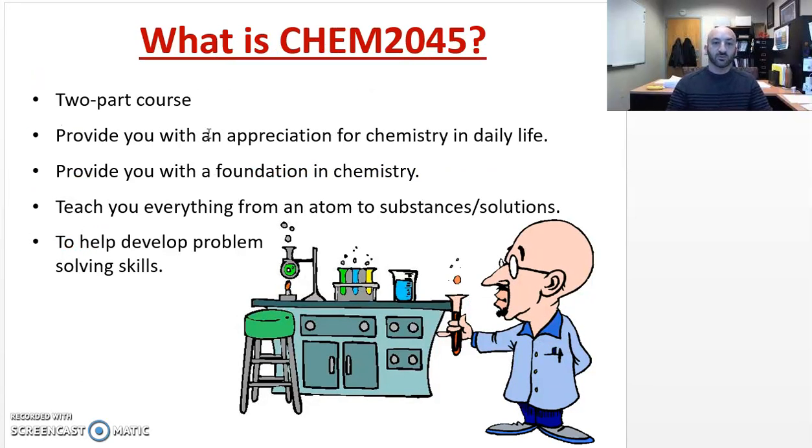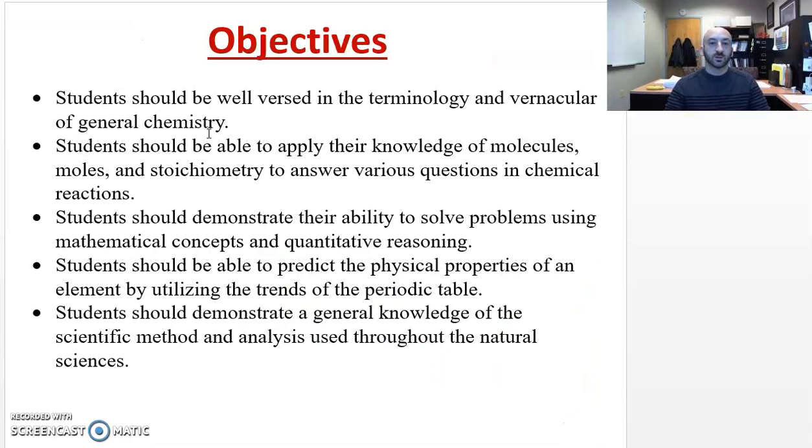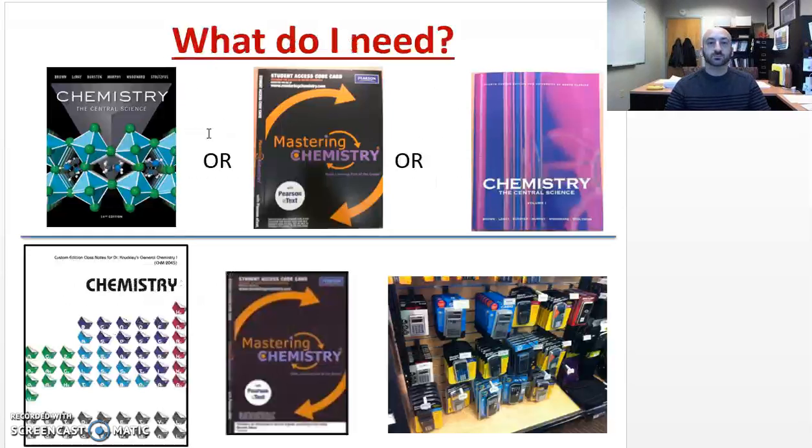So like I said, Chem 2045 is a 2-part course. Hopefully it's going to provide you with an appreciation for chemistry in daily life, provide you with a foundation in chemistry, teach you everything that you need to know from atoms to substances to solutions, and as every course at UNF, I feel like, help develop problem-solving skills. The objectives are listed on your syllabus. They're listed here as well.